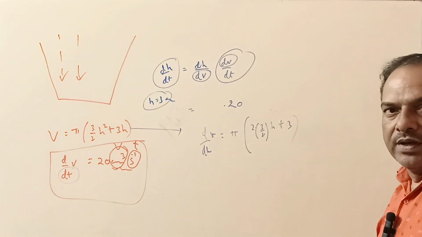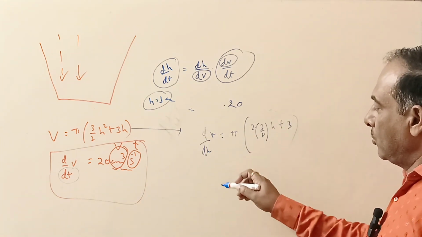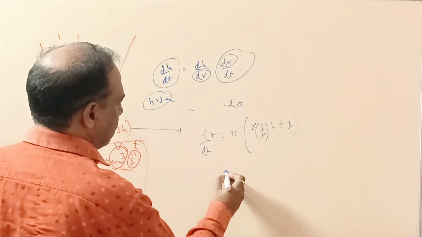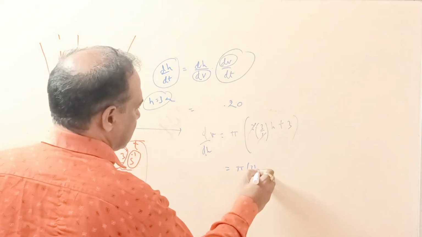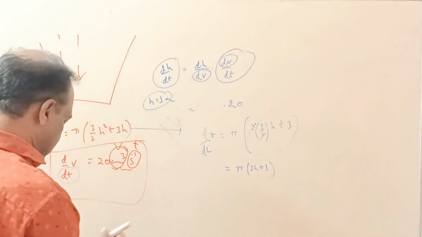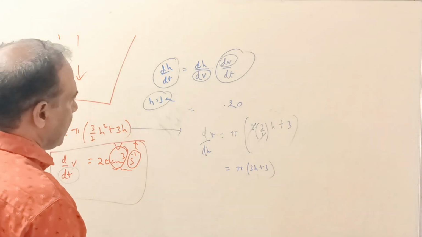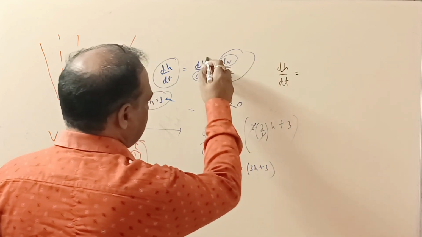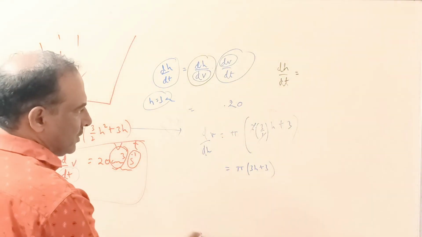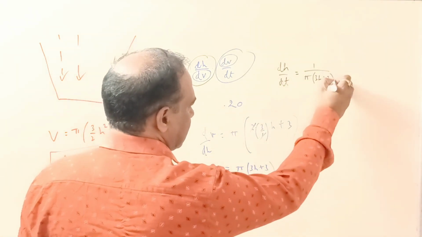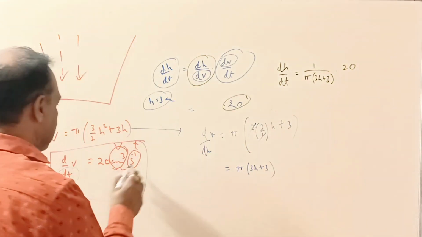This is the required equation of volume while we differentiate it with respect to h. Now here it will give me pi times 3h plus 3. This is the value of d by dh of v. Okay. Now what we can do here is, on the upper side is d by dt of h. Now here d by dv of h is equal to how much? This will be 1 over pi times 3h plus 3, times 20, because 20 is given to us.